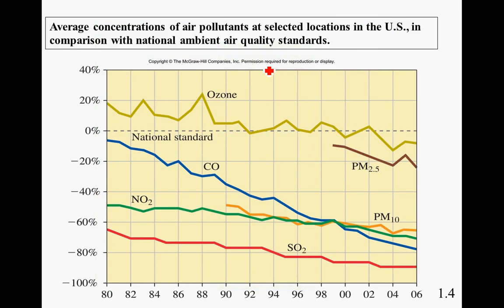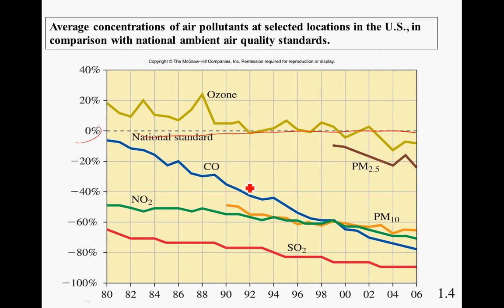Let's take a closer look at what's happened over the years. The numbers on the bottom are the years, so it goes from 1980 to 2006. The numbers on the left are the concentrations. And here is the standard. This is what the nation allows. This is what the government allows. So this is how much percentage below what the government allows.